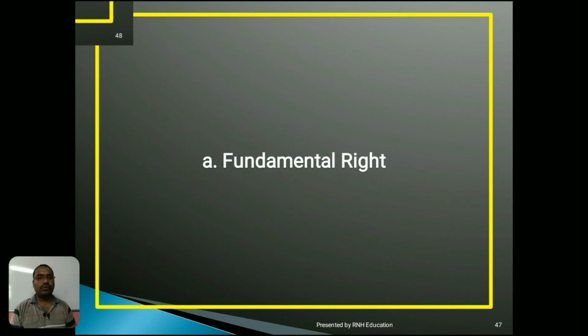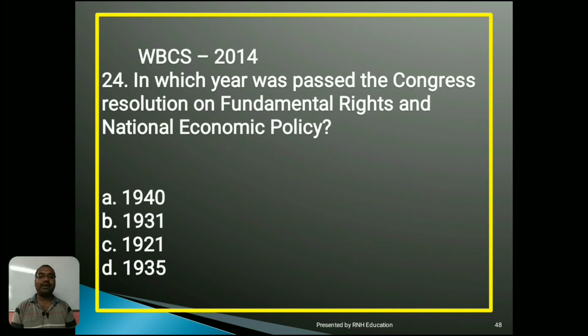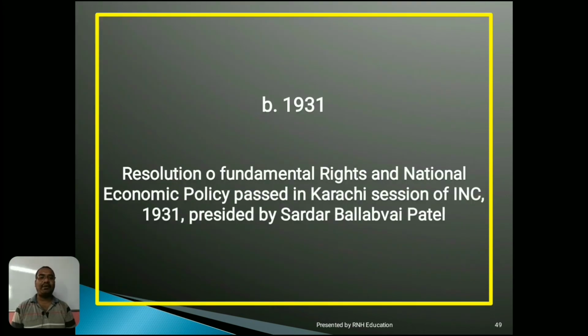And the next question, that is question number 24, and from here it was asked in BCS 2014. In which year was the Congress resolution on fundamental rights and national economic policy passed? Options are A, 1940, option B, 1931, option C, 1921, and option D, 1935. Now check the answer. The answer is option B, that is 1931.